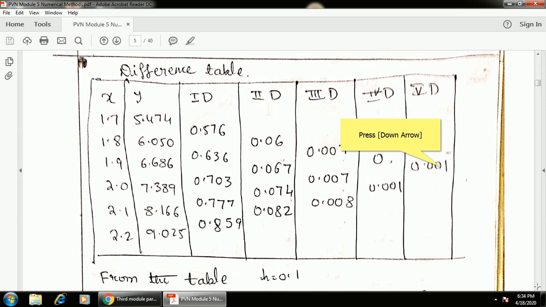Fourth order differences: 0.007 minus 0.007 is 0. 0.008 minus 0.007 is 0.001. Fifth order differences: 0.001 minus 0.0 is 0.001.